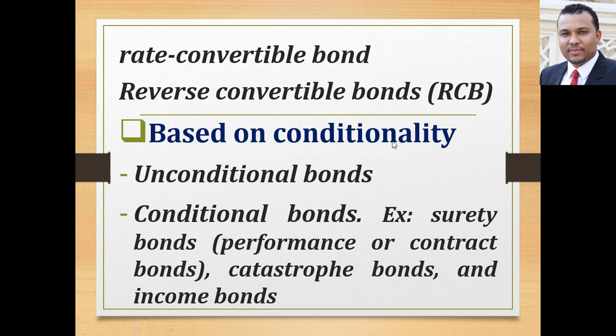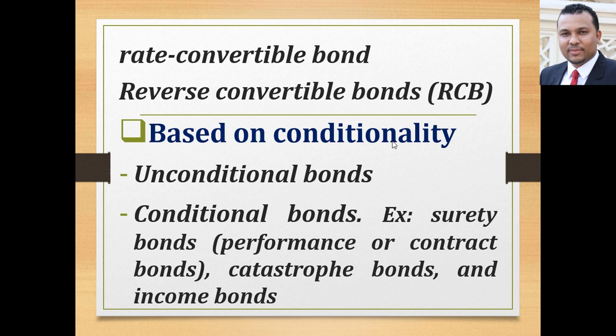The next classification of international bonds is conditionality. Most bonds promise the investors unconditional payment of the interest and face value. So this is an unconditional bond. In the case of an unconditional bond, there is regular payment of the coupon and the face value at the end of the life of this bond. We can call this unconditional bonds, the regular or normal bonds.